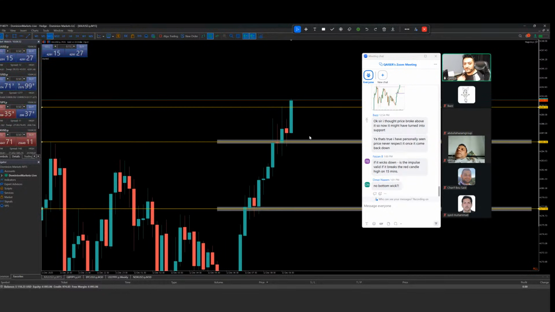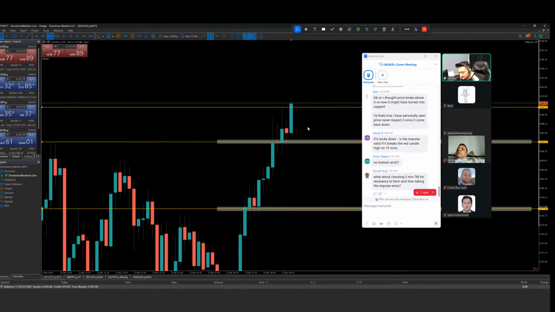Yeah, look at this one breaking above the high, coming up towards 42.95. Yes, man. I will wait for this candle to be closed. Okay, if it breaks down, is the impulse entry valid if it breaks the red candle high on the 50-minute?